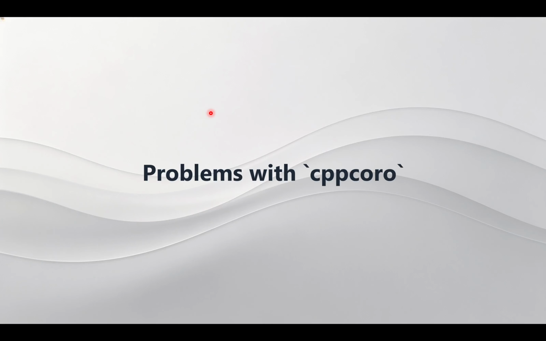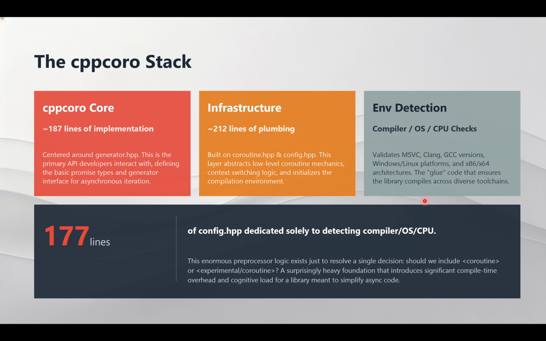Well, let's calculate that cost by looking at the burden of over-engineering in CPP Coro. The presentation gives this highly specific post-mortem of the library, and honestly, the dependency chain alone is staggering. Staggering is definitely the word for it. They highlight this single file called config.hpp that spans 177 lines, and its only job is dedicated to detecting the compiler, the operating system, and the CPU architecture.